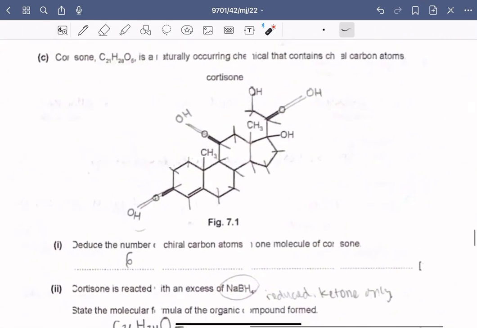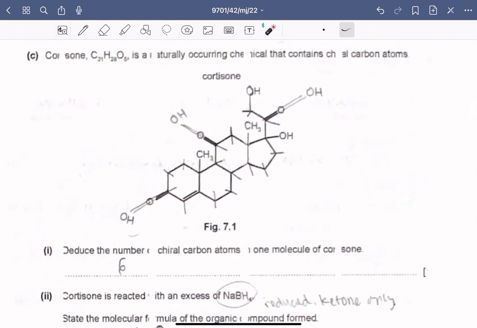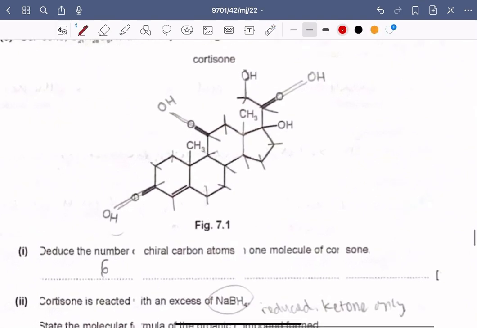So we can count it here. Let's mark it with a star. So a double bond O has no chiral carbon. Okay, so let's not mark that first. This one has 2 H atoms, so it's not a chiral carbon. First chiral carbon, okay, has an H.